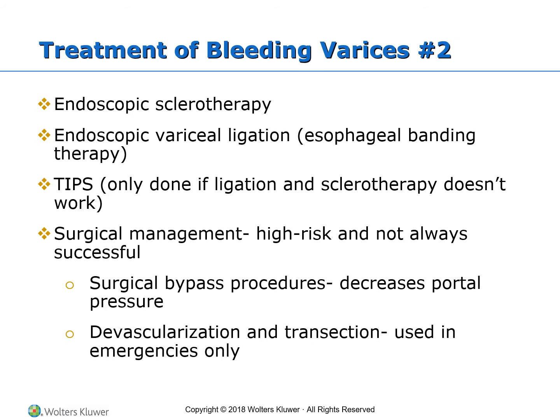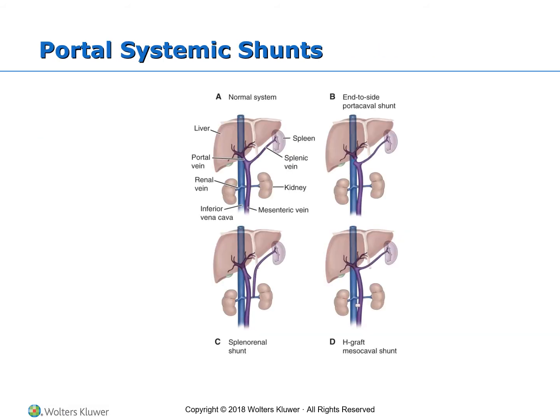They can also do TIPS, but again, that's only done if other therapies that are more conservative or have fewer complications are not successful or they're contraindicated. And surgical treatment is the last resort. There are different places and types of shunts, but if they need to do portal systemic shunts due to obstructions, they can do that, and that will reduce the portal hypertension.